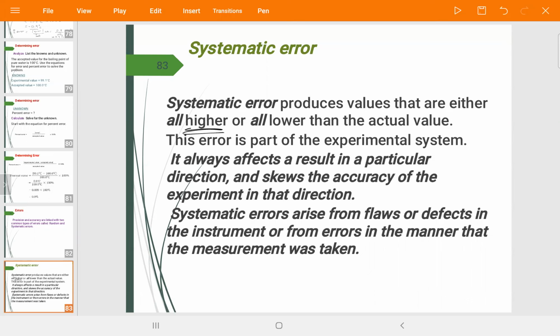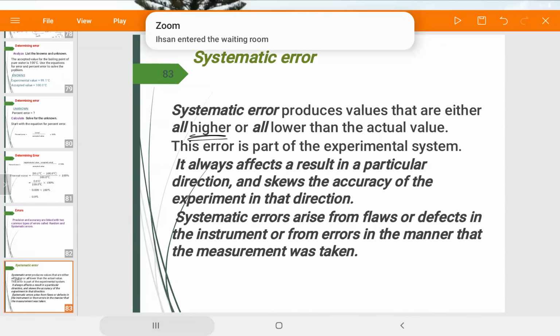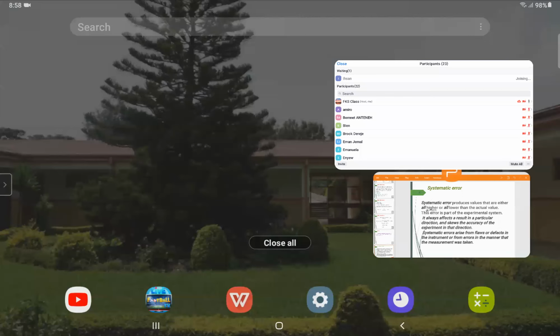All right. So to figure out whether the measured values incur systematic error or random error, all you have to do is compare the measured values to the actual. If they happen to be all higher or lower, then we can say that the error that is incurred is systematic error. Okay? Is that clear?